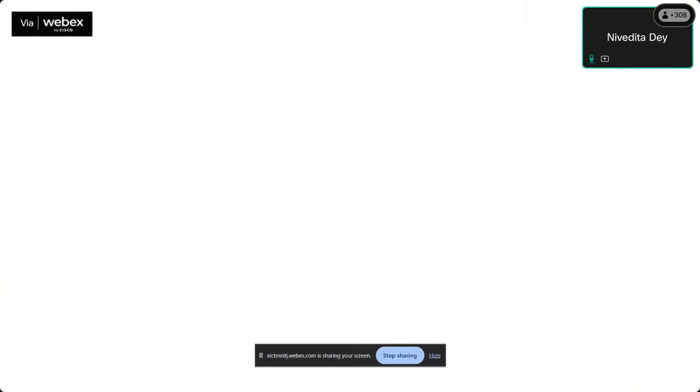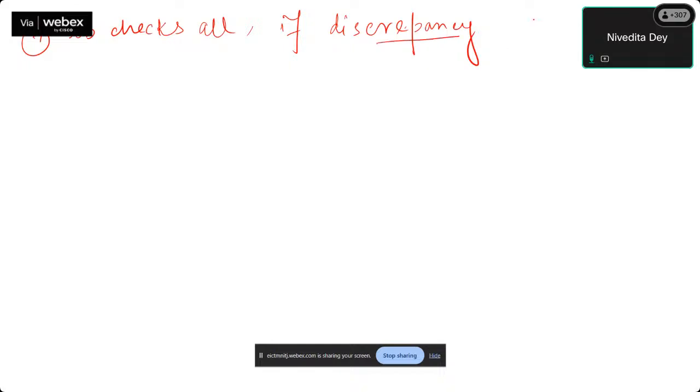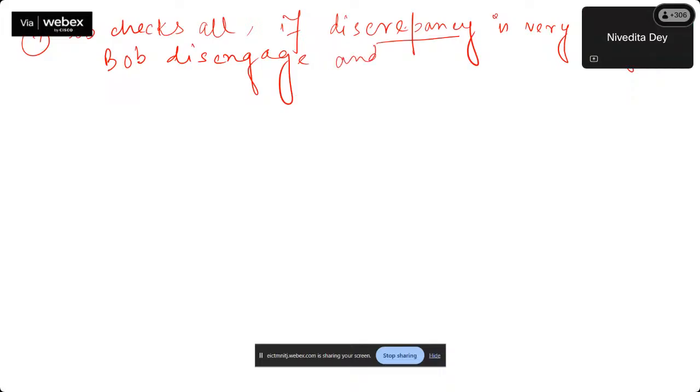And now Bob, what is this step? Step 7 is Bob checks all. If there is a discrepancy, that is a gap between the 6th, 7th, 11th, 13th, and say 17th bits, if the discrepancy is very large, say all 4 bits are different, then what will Bob do? Bob will simply disengage and initiate a completely new key exchange or communication.